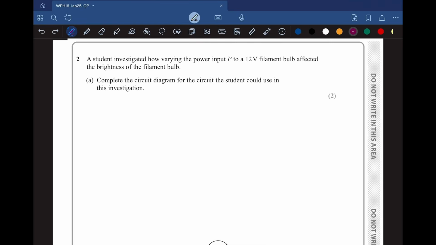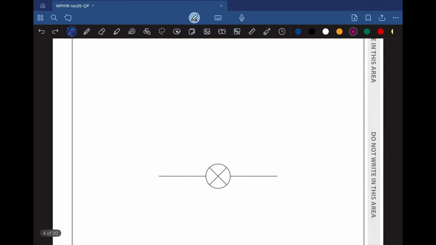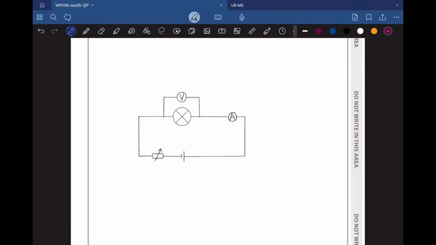And then we'll also have to understand how the brightness of the filament bulb is affected. So to understand how the brightness of the filament bulb is affected, we'll have to have a voltmeter across the bulb. So now let's draw this one. This is basically how it will be. Here we will have a variable resistor. When the resistance increases or decreases, the current will vary accordingly.